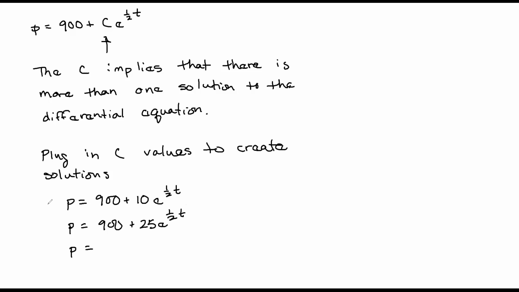This is C equals 10, C equals 25. We could plug in C equals 0. If we plug in C equals 0, what would happen? It's going to get rid of this term, and we would get P equals 900. You could have negative values for C. We could do C equals negative 10. We would get P equals 900 minus 10 e to the 1/2 t. So we can generate solutions by plugging in C values. Let's take a look and see what we get when we do that.